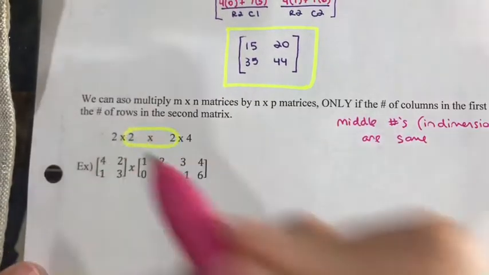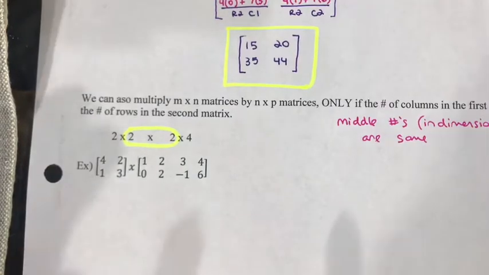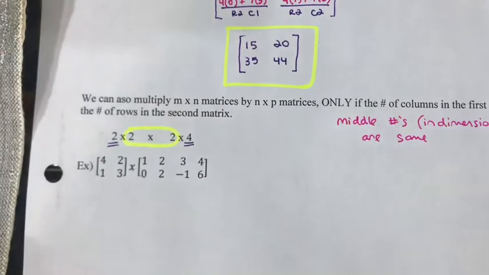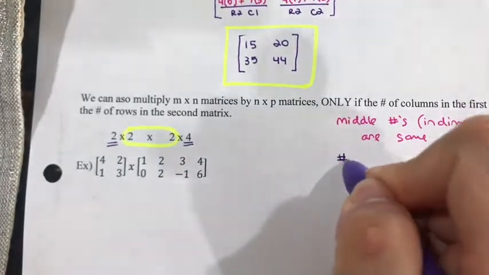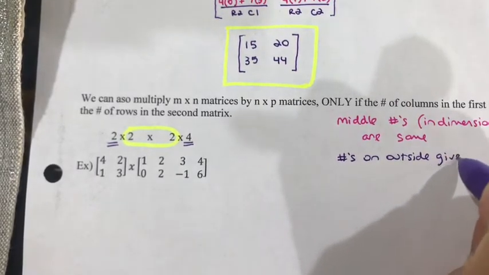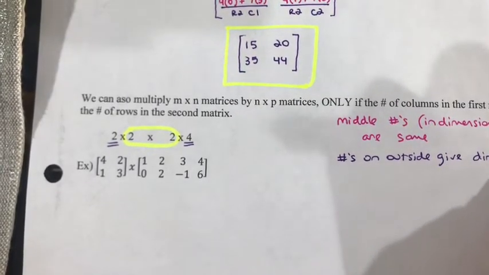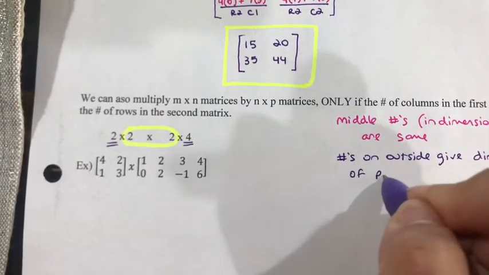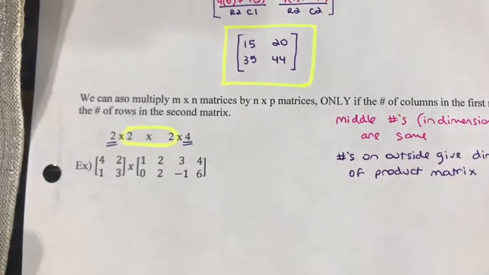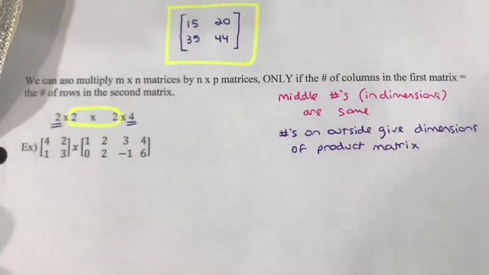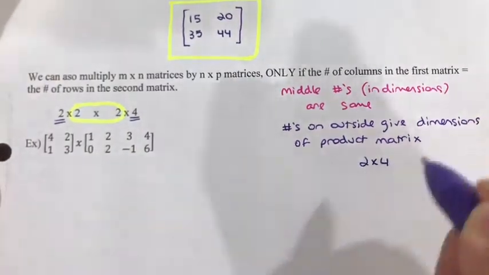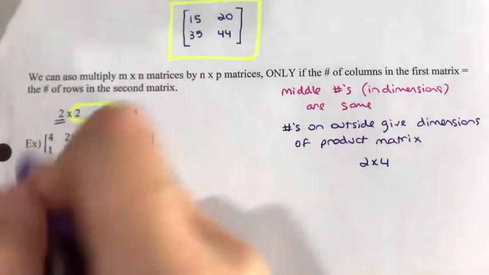Now our process is going to be real similar, and what happens is the numbers on the outside give the dimensions of the product matrix. So we know we're going to have a 2 by 4 matrix. That means 2 rows, 4 columns.